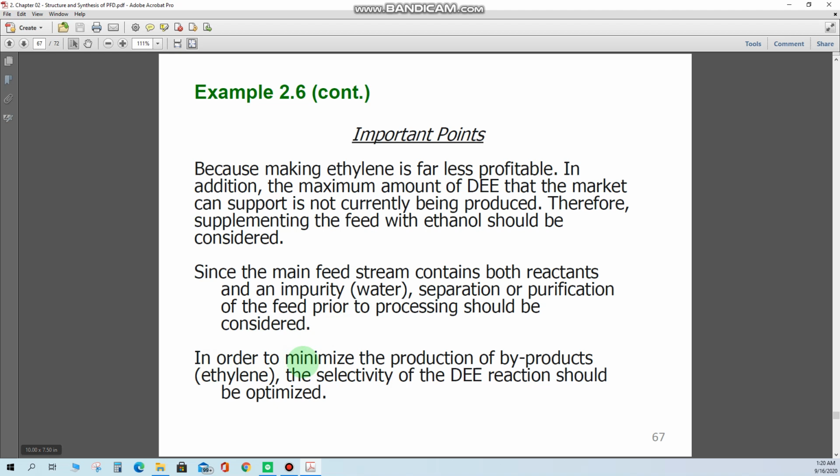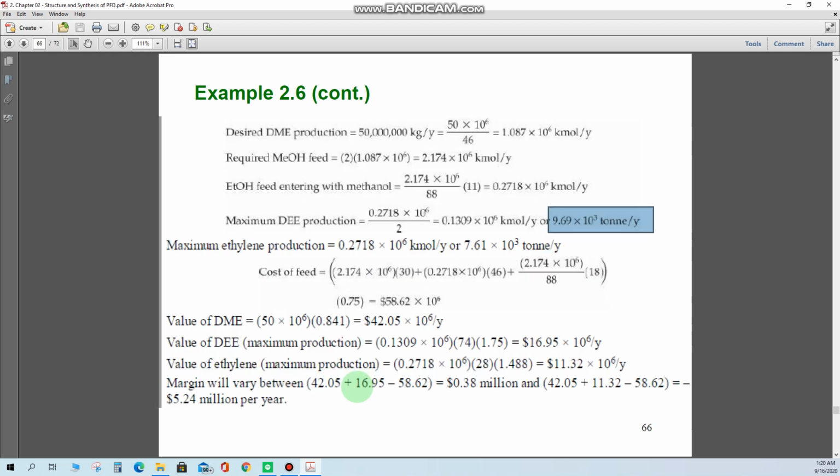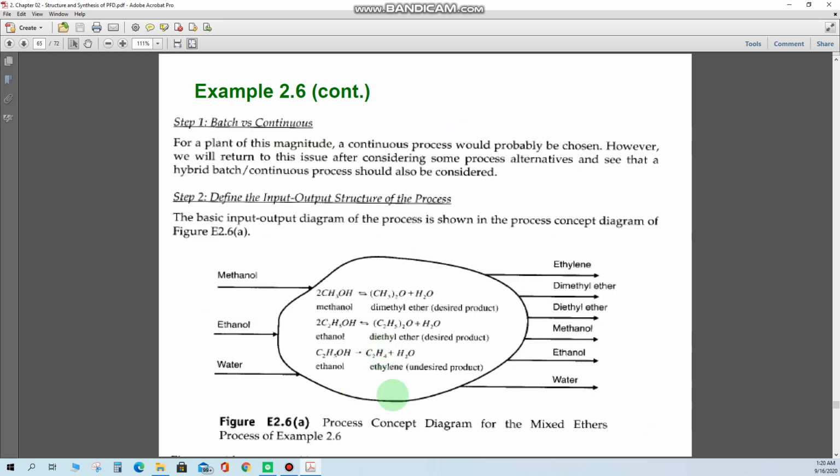The third one, in order to minimize the production of the byproduct ethylene, the selectivity of the diethyl ether reaction should be optimized. Now, if we want to reduce the production of ethylene from the process, we have to push the system to go through the reaction where 2 moles of ethanol are converted into diethyl ether. So we can increase the selectivity of diethyl ether, and we should reduce the formation of ethylene.